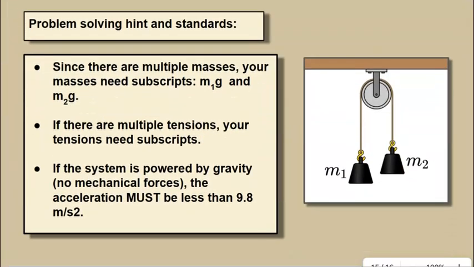And this is the last slide. I already said this, but wanted this for people just reviewing the slide deck. You have got to have subscripts on your masses, and again, say M1G, not MG1, unless you want to say MG parentheses 1, but I don't. This is more standard. If there are multiple tensions, your tensions need subscripts. I don't think that's a problem. You've seen that before. And if the system is powered by gravity, the acceleration must be less than 9.8 meters per second squared. All right, that is it.